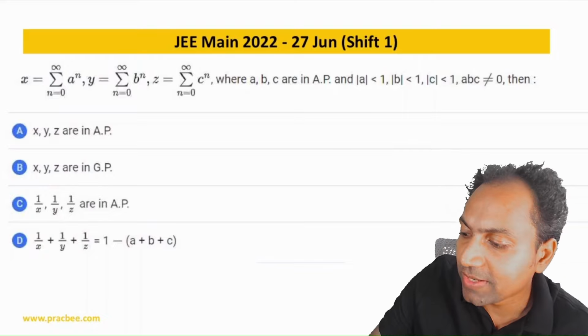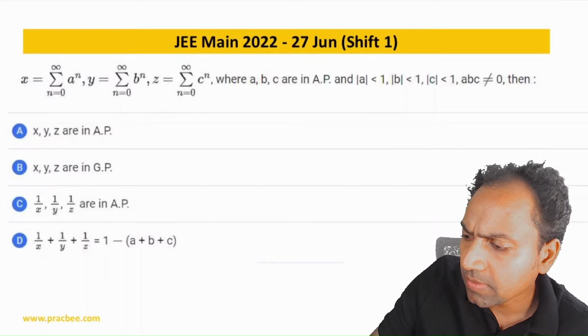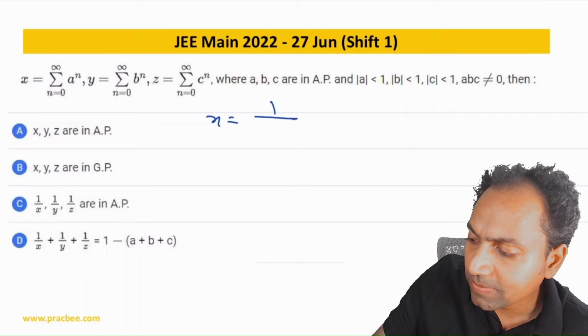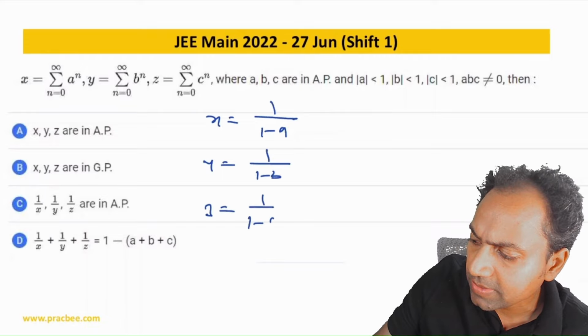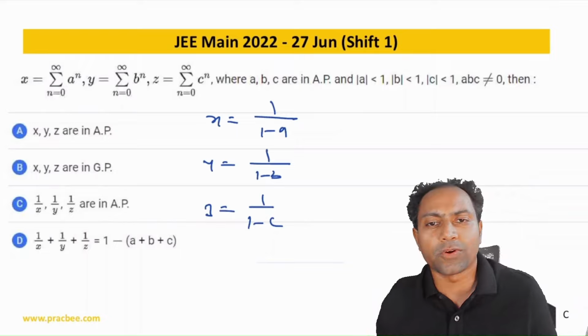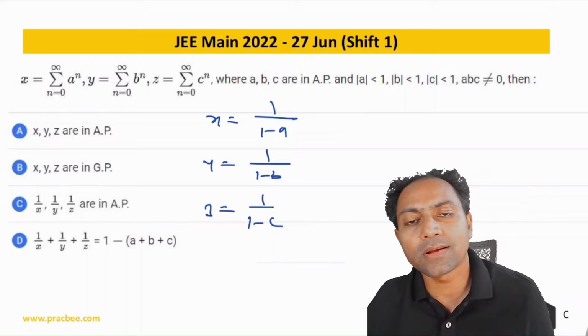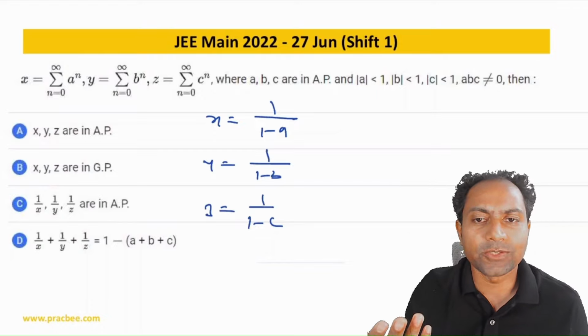So if I want to find the value of X, it is nothing but A upon 1 minus R. Similarly, Y we can get is 1 upon 1 minus B, and Z we can get is nothing but 1 upon 1 minus C. Now, there are two ways to proceed forward. Either you can take the values of A, B, C and then solve this problem, or conversely, what you can do in this question is you can use the properties of AP.